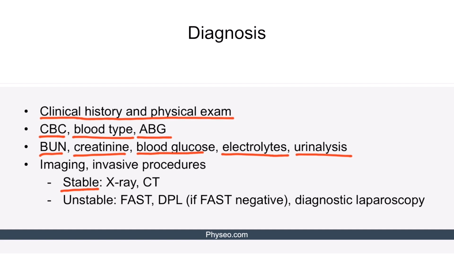FAST ultrasound detects free fluid in the abdominal cavity and is commonly used in hemodynamically unstable patients. DPL is done in unstable patients when the FAST is negative and detects possible intra-abdominal bleed. And lastly, diagnostic laparoscopy plays both a diagnostic and therapeutic role. Since we've mentioned peritoneal lavage as one of the diagnostic tools in patients with abdominal trauma multiple times, let's take a minute and understand the process behind this diagnostic approach.